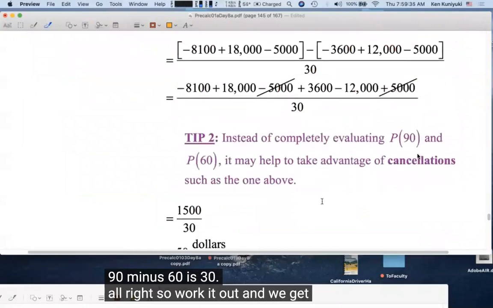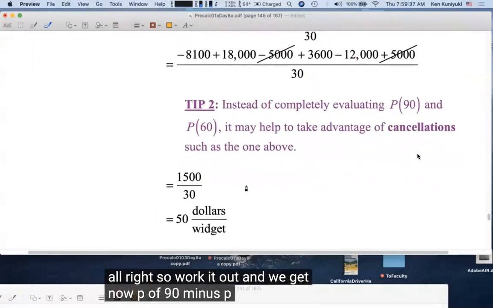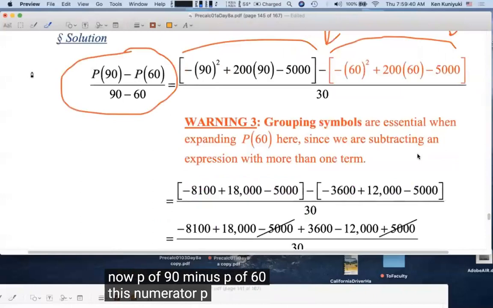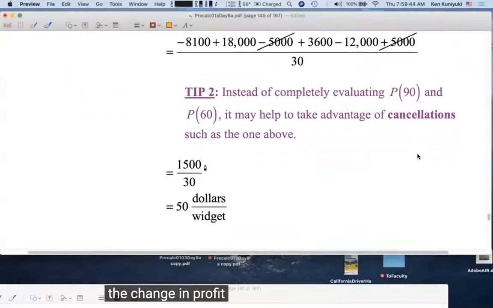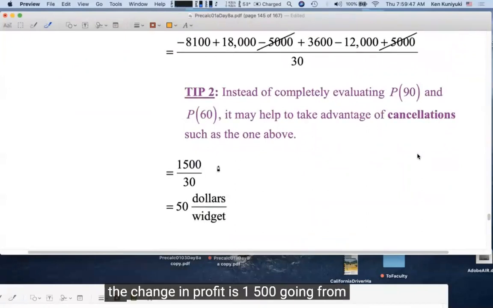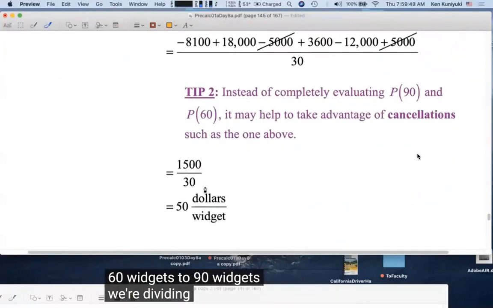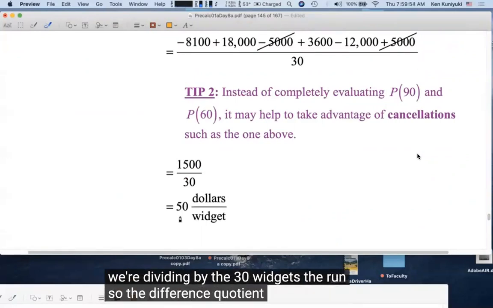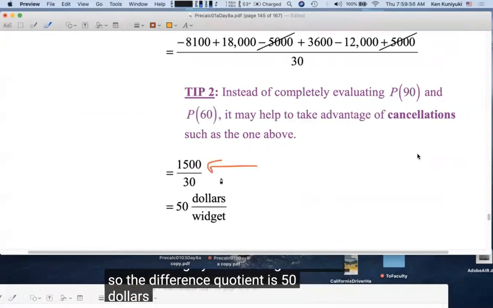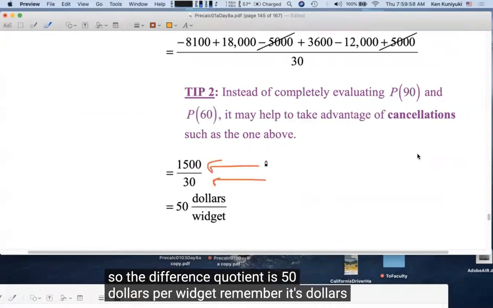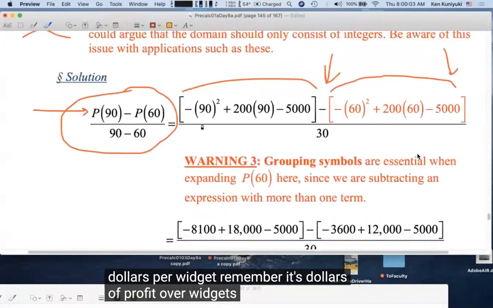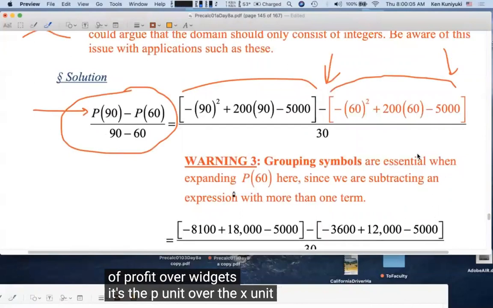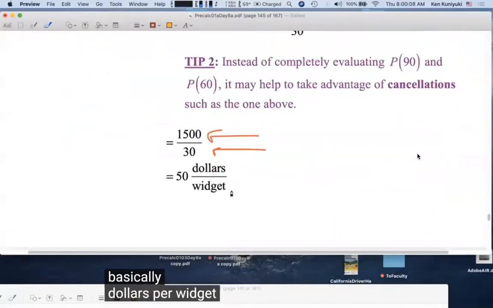So work it out and we get, now P of 90 minus P of 60, this numerator, the change in profit is $1,500, going from 60 widgets to 90 widgets. We're dividing by the 30 widgets, the run. So the difference quotient is $50 per widget. Remember, it's dollars of profit over widgets. It's the P unit over the x unit, basically. Dollars per widget, $50 per widget.